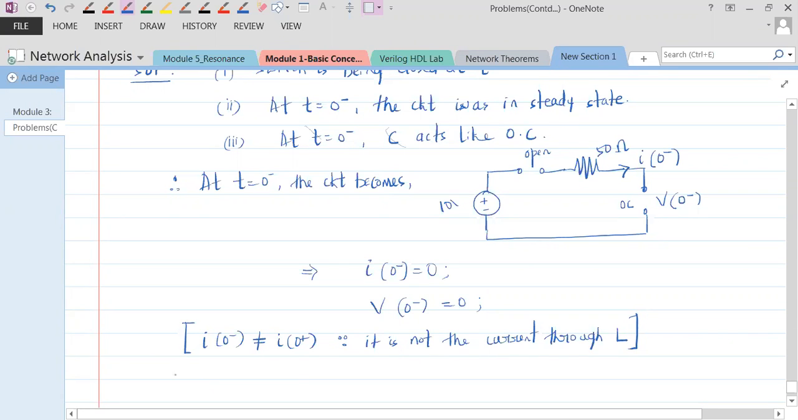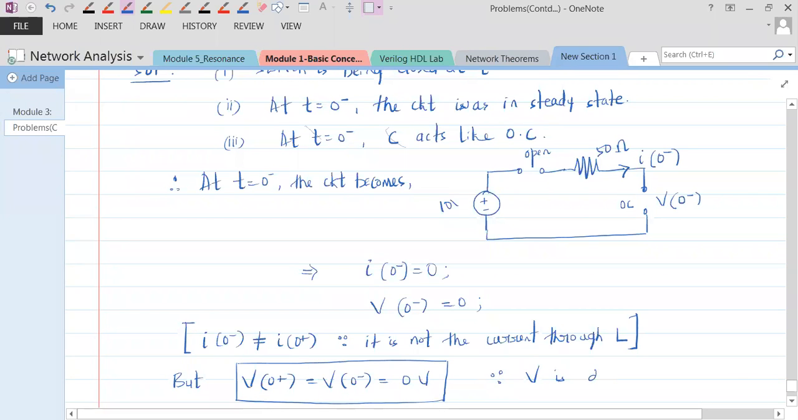But V of 0 plus is equal to V of 0 minus, so it is 0 volts. Why is this true? This is true since V is the drop across C.